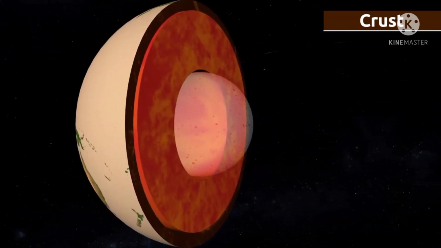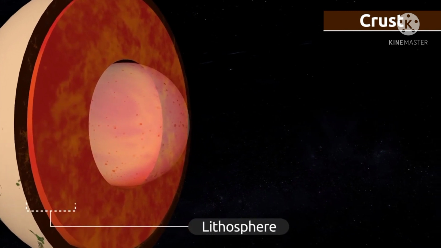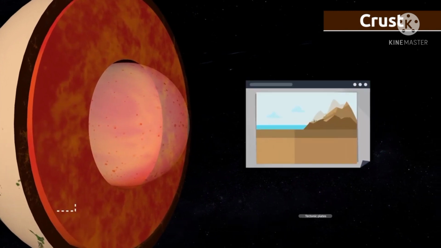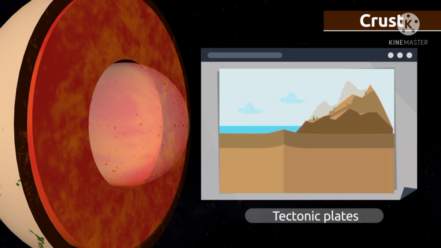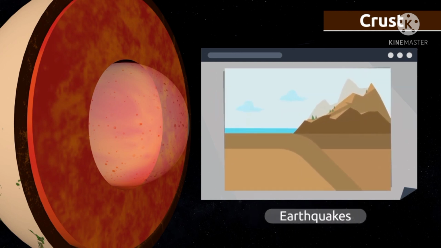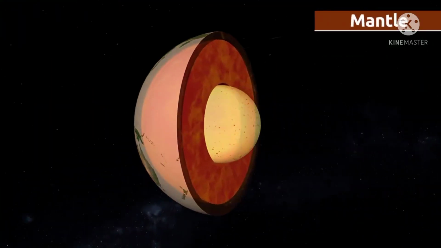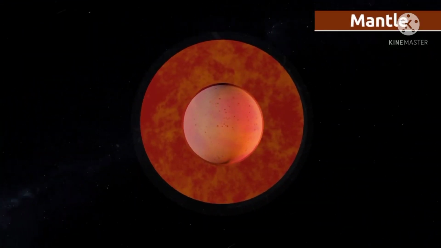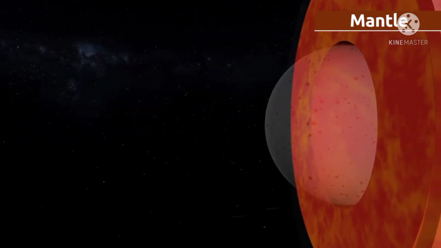These make up the crust and also the mantle. They are found in a layer called the lithosphere. Tectonic plates are constantly moving, molding the crust. These movements cause earthquakes. The second layer of the geosphere is called the mantle.